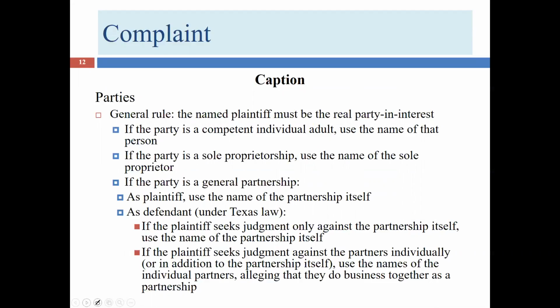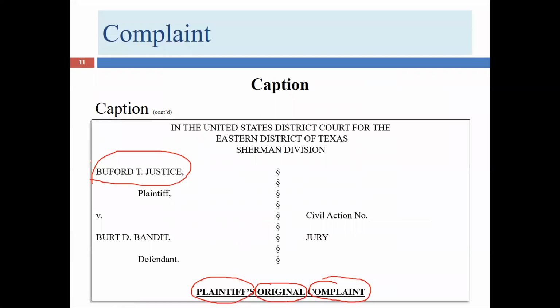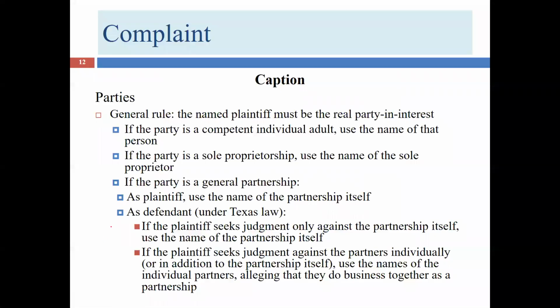Okay, so let's talk about some things about parties, because of course, the caption is all about the parties. In this case, we have two, Buford T. Justice and Bert D. Bandit. Sometimes there can be issues about who ought to be sued or how they ought to be sued. And one way to think about that topic is as we're drafting the caption.